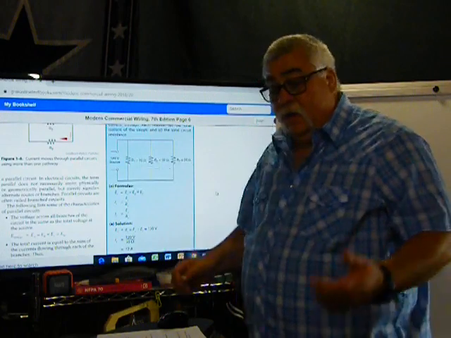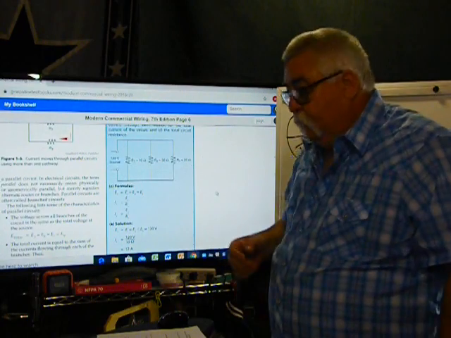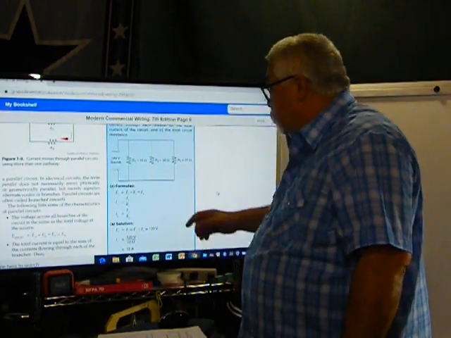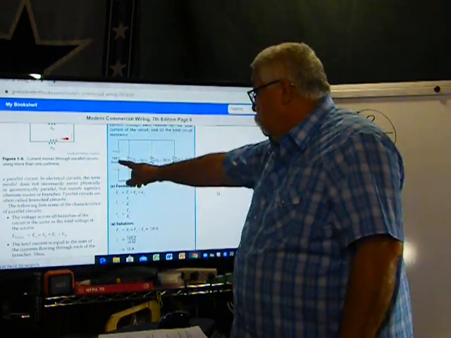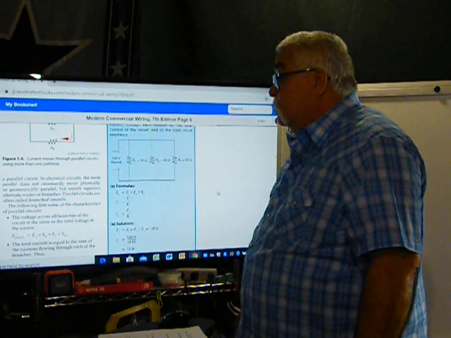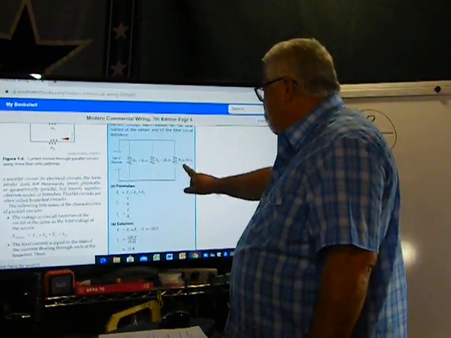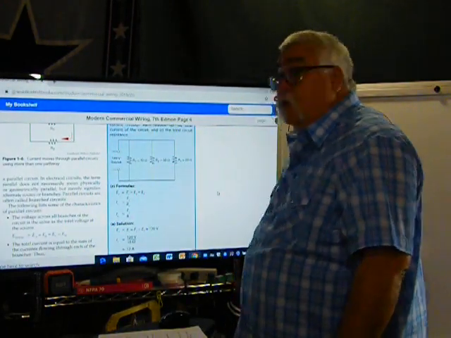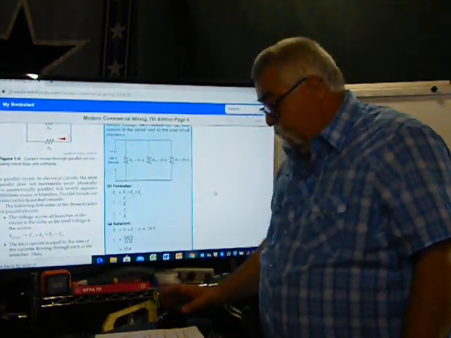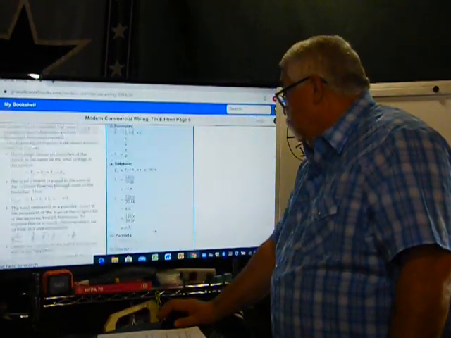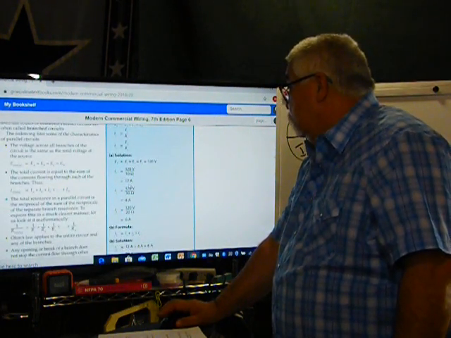So now I equals E divided by R. 120 divided by 10 is 12 amps. 120 divided by 30 is 4 amps. And 120 divided by 20 is 6. 12, 4, and 6 is your total sum. So here they did it. The first one is 12 amps.